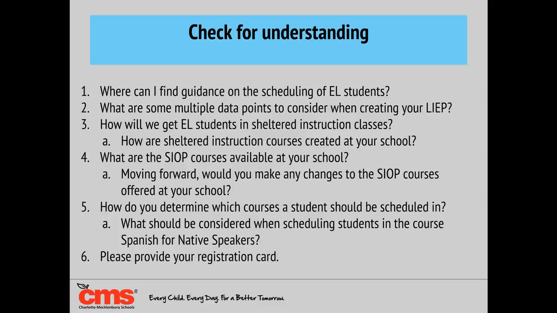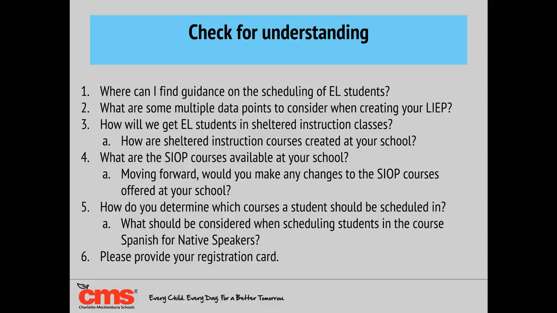Number 2 says, what are some multiple data points to consider when creating your LIEP? So basically that is taking the information about the students that you have in your school and figuring out how best to schedule them. It's more looking at the big picture in your master schedule, as far as how many sections you're going to have of ESL coursework. If you've got some trained staff, how to make sure the ESL students are placed well. They can go back to that reference tool and see what points are in that chart.